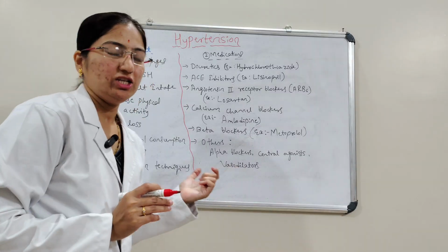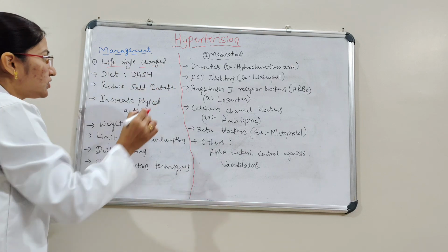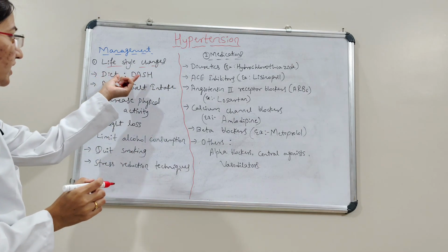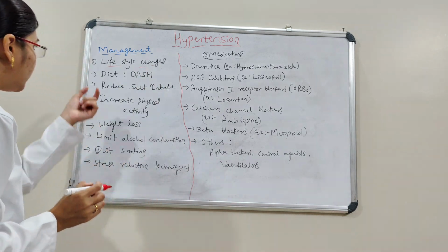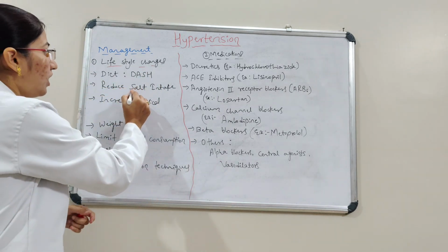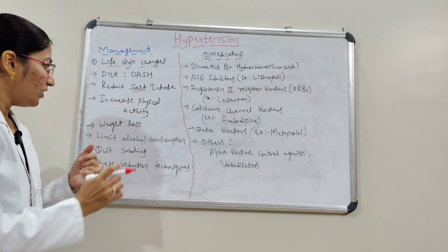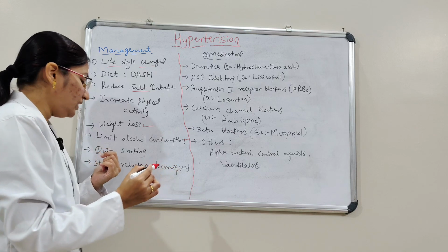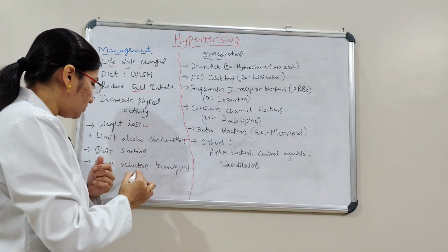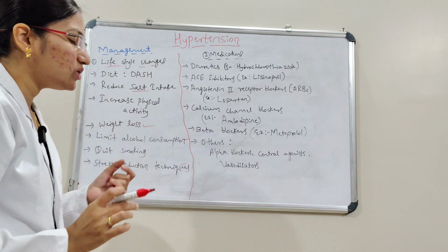Next we'll see the management of hypertension. Here first, lifestyle changes. Diet, that is the dietary approaches to stop hypertension, and then reduce salt intake, sodium intake, and then increase physical activity, weight loss, after that limit alcohol consumption, and then quit smoking, stress reduction techniques. This comes under lifestyle changes.